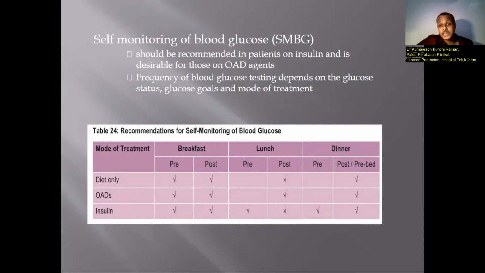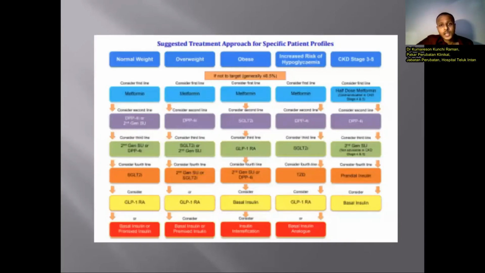By the time we see them in our clinics, maybe in 3 or 4 months time, we will probably have more than 12 or 13 readings of this fashion. So these are suggested treatment approaches for patients with insulin, a normal weight, overweight, obese, and increased risk of hypoglycemic patients and CKD patients. So this chart is basically seen in and found in our CPG guidelines as well.